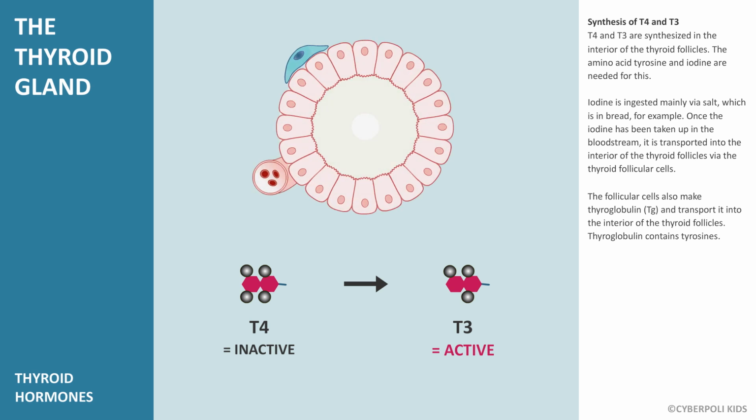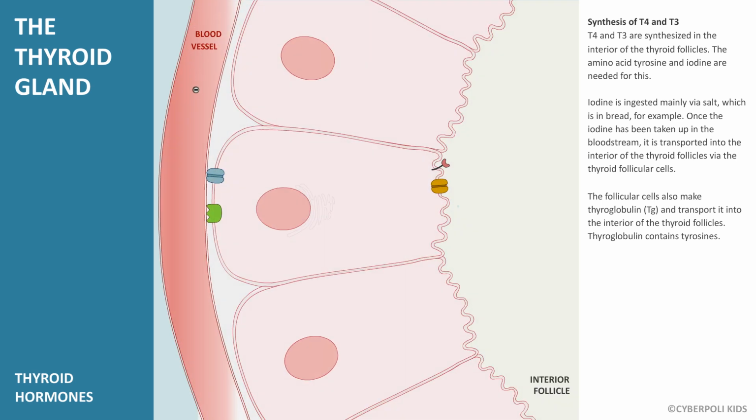T4 and T3 are synthesized in the interior of the thyroid follicles. The amino acid tyrosine and iodine are needed for this. Iodine is ingested mainly via salt, which is in bread, for example. Once the iodine has been taken up in the bloodstream, it is transported into the interior of the thyroid follicles via the thyroid follicular cells. The follicular cells also make thyroglobulin, Tg, and transport it into the interior of the thyroid follicles.